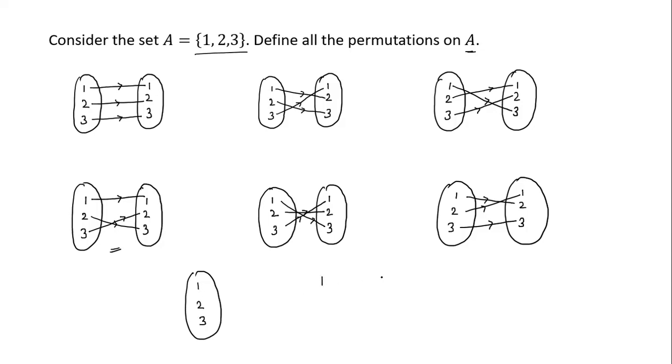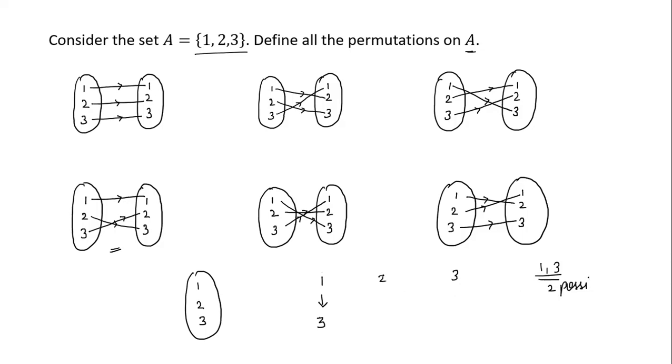Alright, let me put 1, 2, 3 here. Now 1 will be mapped to definitely some element of A, right? It can be either 1, 2 or 3. So we have 3 possibilities for 1. We can map 1 either to 1 itself, 2 or 3. After mapping 1 to some element of A, we are left with only 2 elements. Suppose we mapped 1 to 2. Now we have only 1 and 3 left, so only 2 possibilities are left.